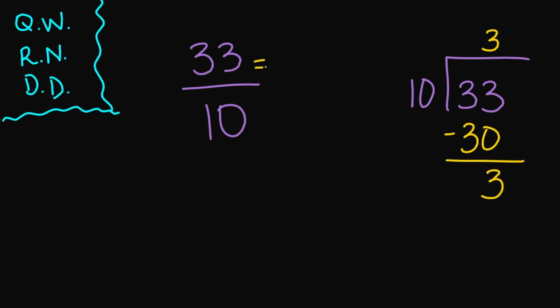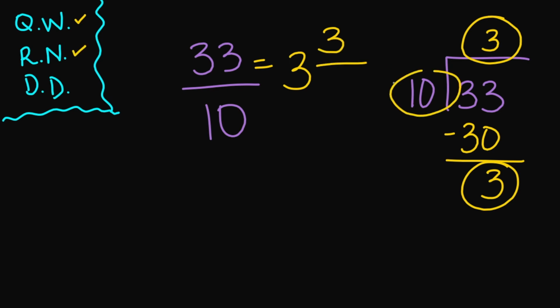So my answer is going to be, your quotient is going to be your whole number. Your remainder is your numerator. And then your divisor is your denominator. And this is your final answer.